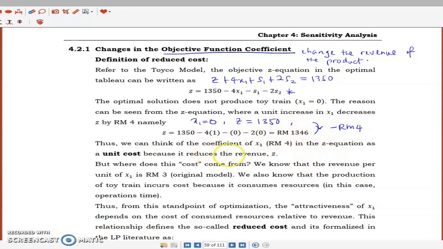So we call x1 an unprofitable variable. But where does this cost come from? Okay, we know that the revenue per unit of x1 is 3 ringgit. We get this information from the original model. We also know that the production of toy train incurs costs. It consumes resources, in this case, operation time.